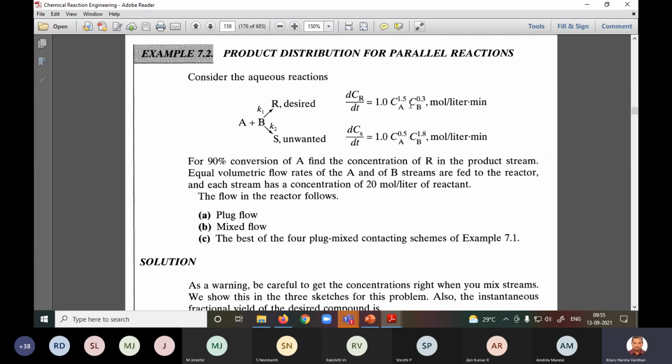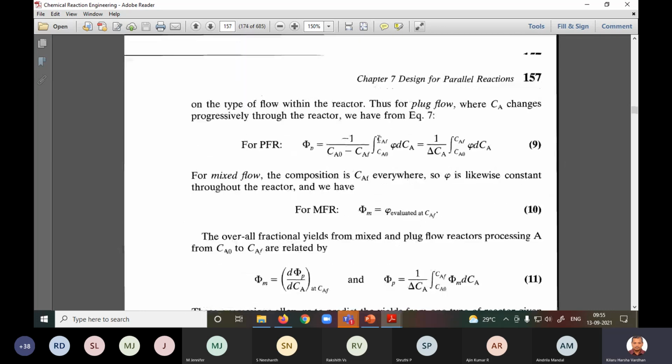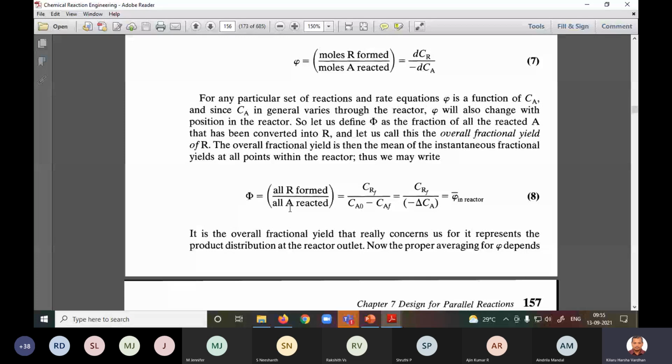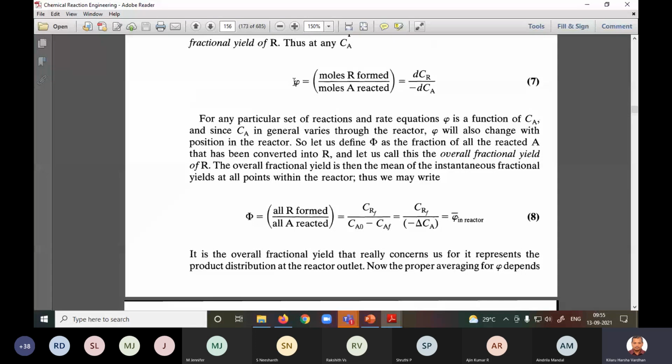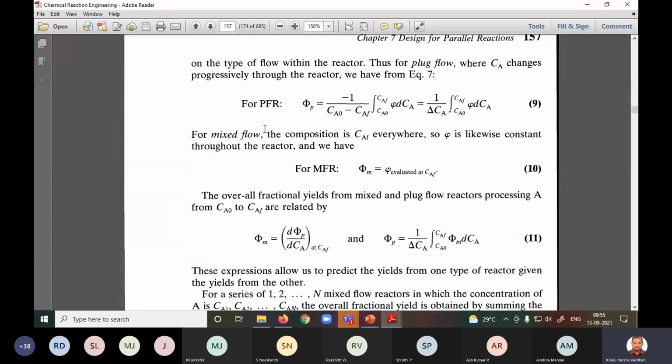Psi is the instantaneous fractional yield, which is moles of R formed by moles of A reacted, and pi is the overall, so all R formed by all A reacted. So we need to calculate the instantaneous one, and then calculate the overall for different experiments, for different reactors.